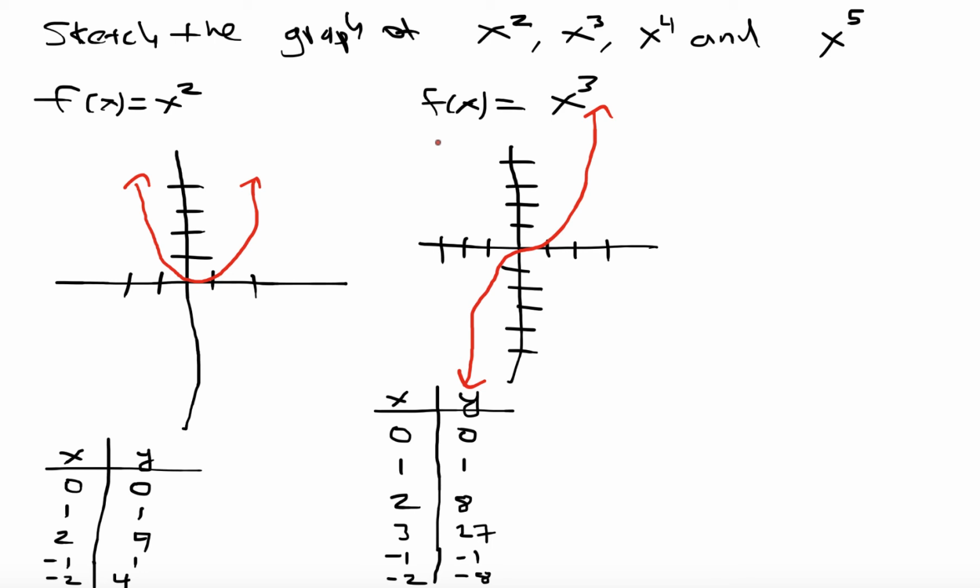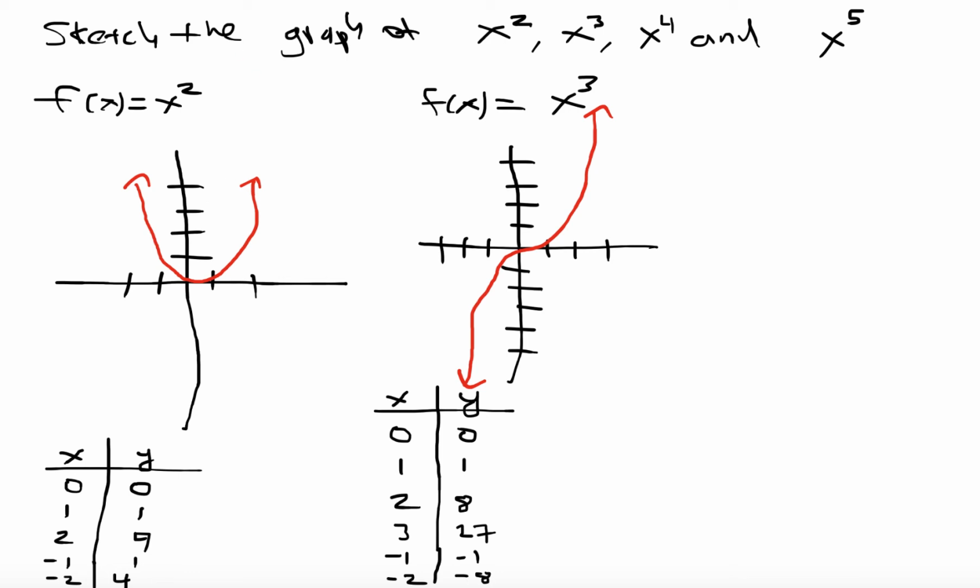This is quadrant 2: x is negative, y is positive. But notice, look at the points that we picked. For every negative x value that we pick, the y values are negative. So this is going to be the general shape of any odd polynomial.